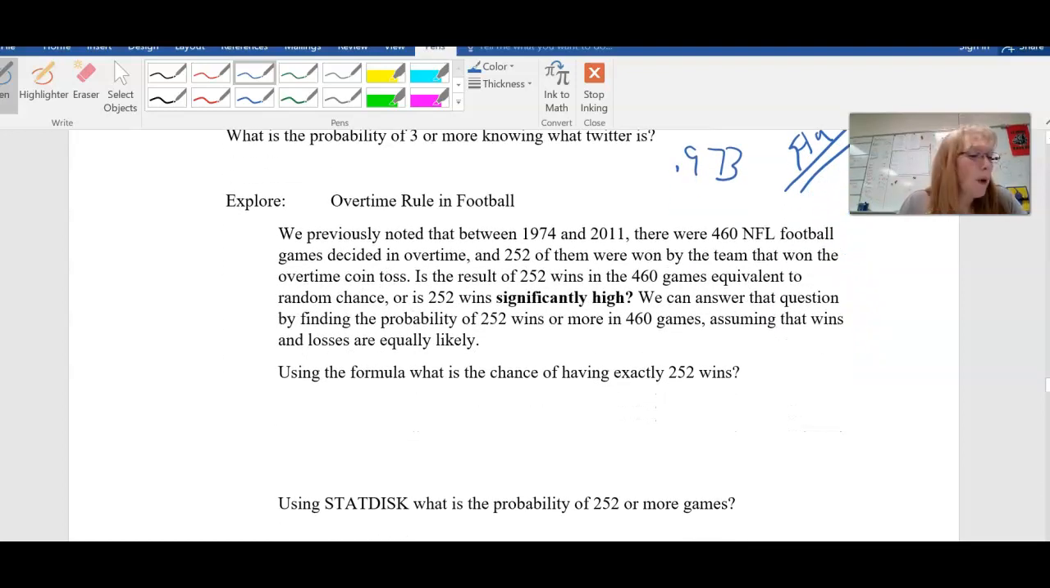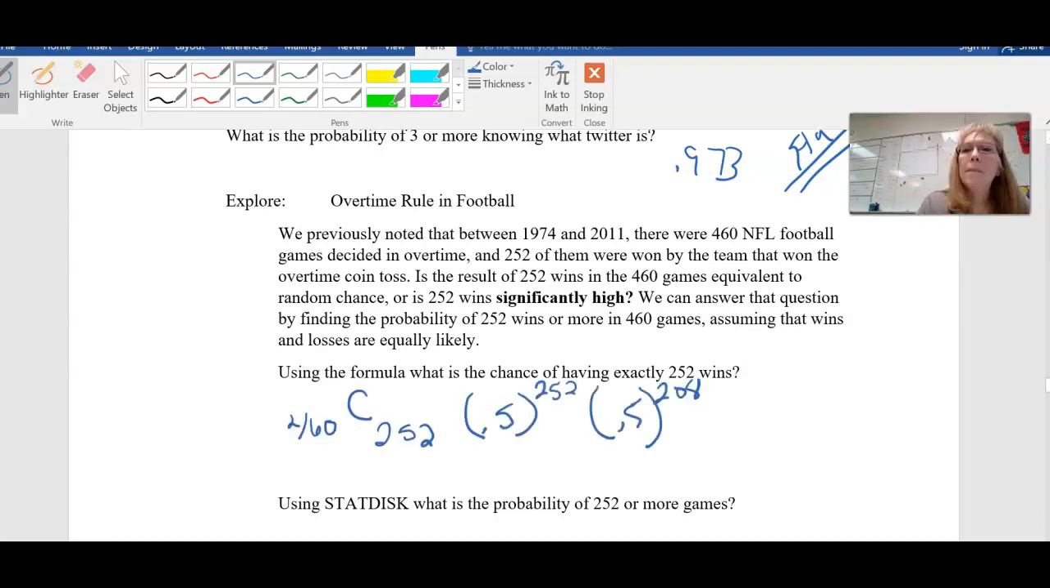All right, overtime rule in football. I would like you to write out the formula. You can try to put it into your calculator and see what happens. So pause. Okay, when you type this in, you had 460 total choices because we had 460 games. I had 252 of them is when they won. And there's a 50% chance that you win the toss. So 50% for success and 50% for failure. I want 252 of them to be true and 208 of them to be false.